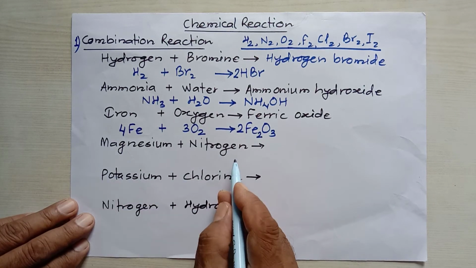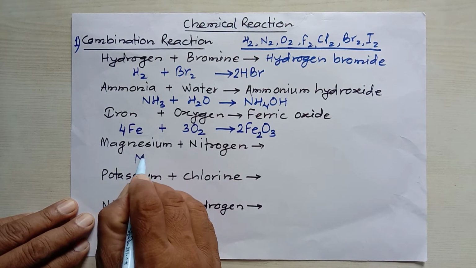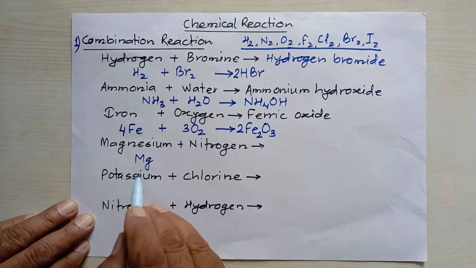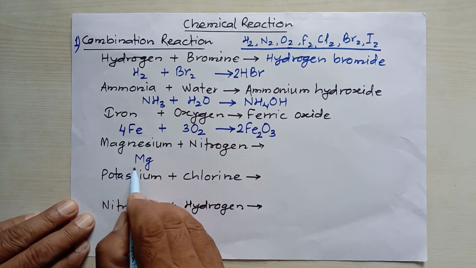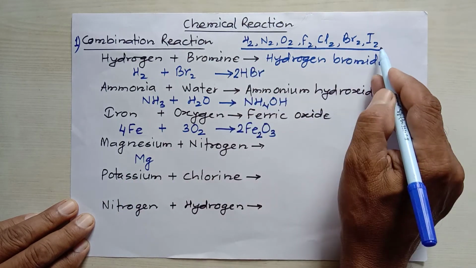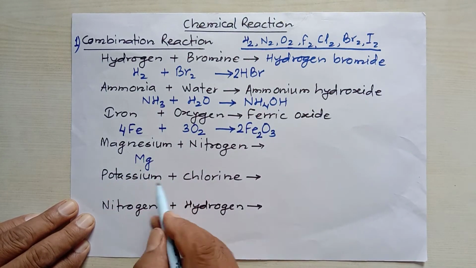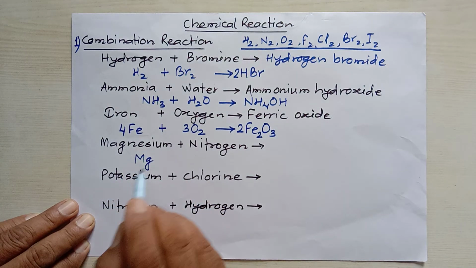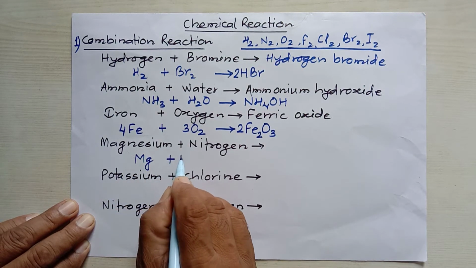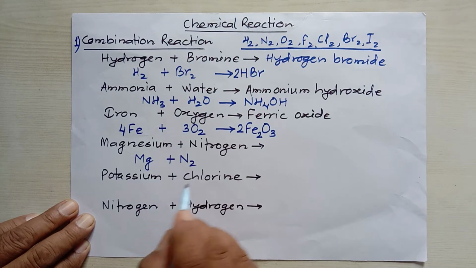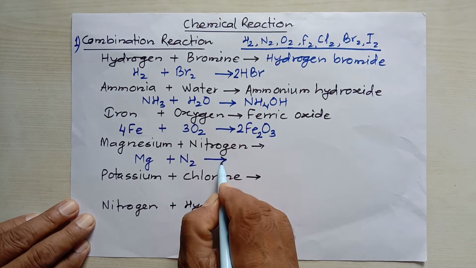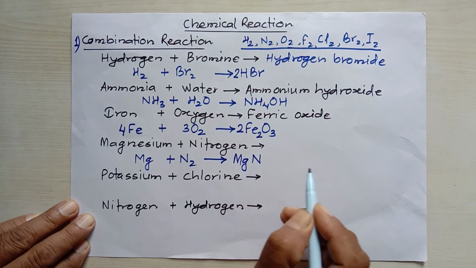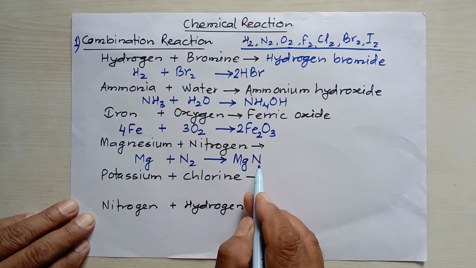Okay, let's talk about magnesium and nitrogen. Magnesium's symbol is Mg. We are not writing 2 because we are not writing valency. If it is diatomic, then only we write 2. Others are monoatomic, that's why we are not taking any number at all. They are symbols only. Nitrogen is diatomic, N2. When they combine, we have to write the symbols only: magnesium, nitrogen, magnesium nitride.